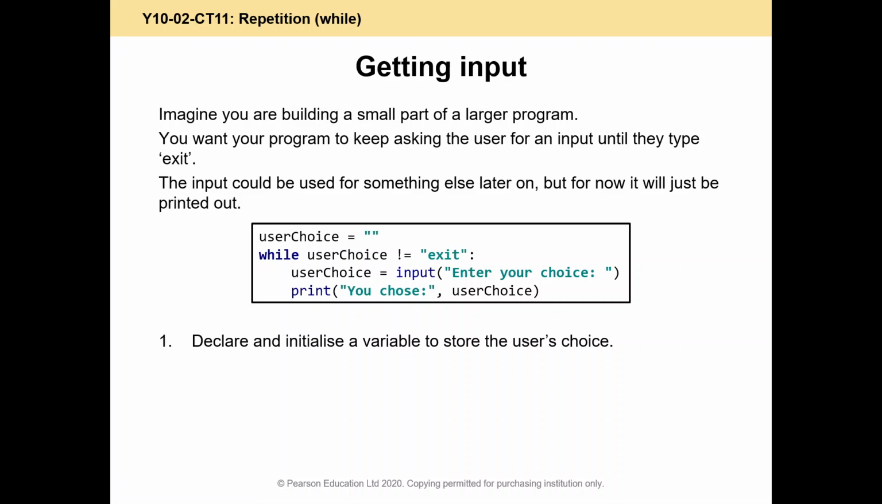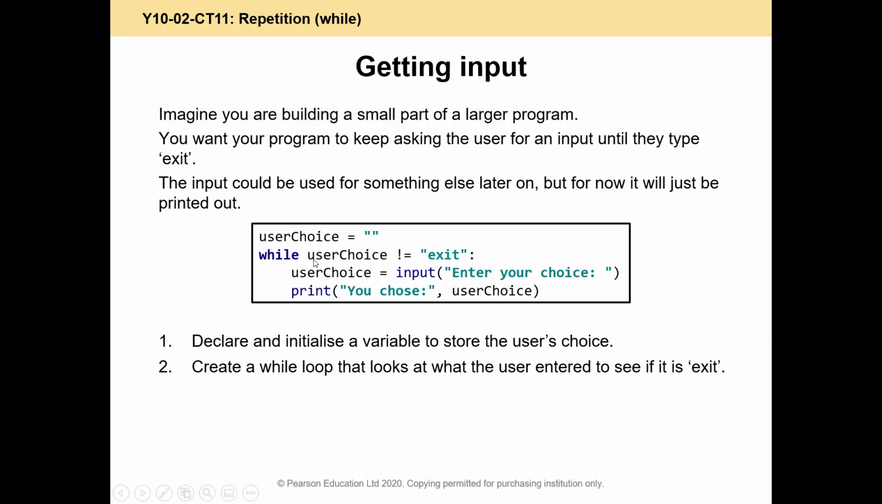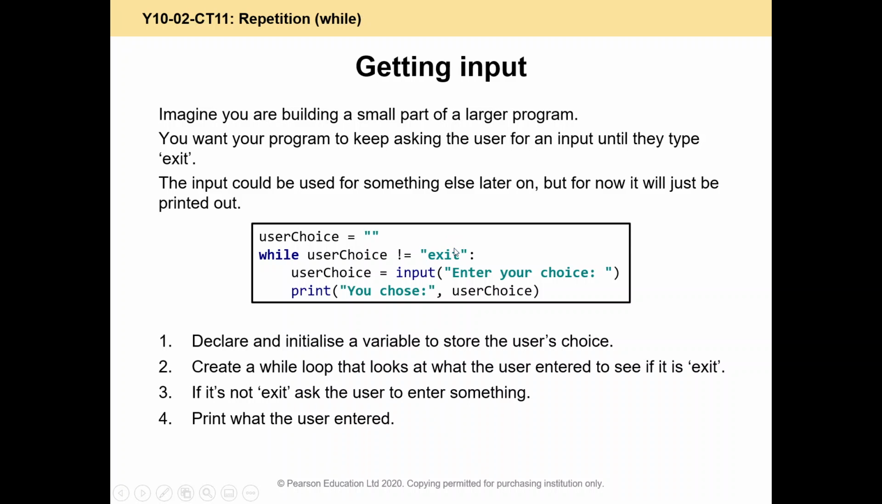This is going to keep on repeating whilst the user choice is not equal to exit. So it's going to run at least once. Then you let the user type something in, and then you go back round again. If the user types in exit, it won't stop straight away, as in it will stop the next time this expression is evaluated. So if they type in exit, it's still going to say you chose exit, but then it would loop back round again, and then it would stop.